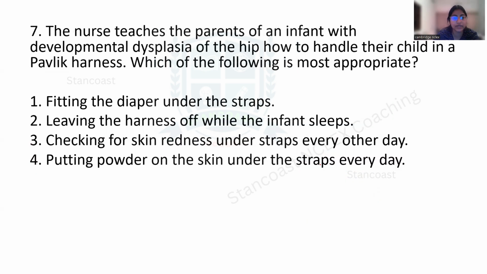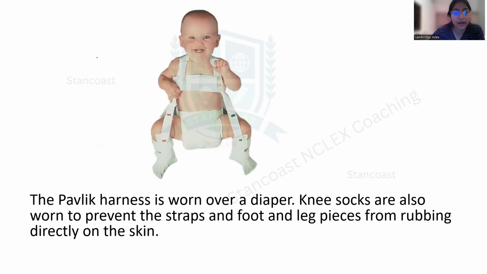Now let's move to question number 7. The nurse teaches the parents of an infant with developmental dysplasia of the hip how to handle their child in a Pavlik harness. Which of the following is more appropriate? So an infant who has developmental dysplasia is using a Pavlik harness. Let's see what a Pavlik harness is. So this is a Pavlik harness. What is the purpose of this? This is used to stabilize the pelvic area. It is used in patients who have hip dislocation.